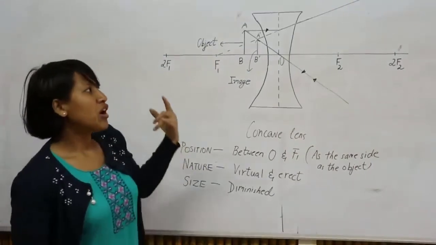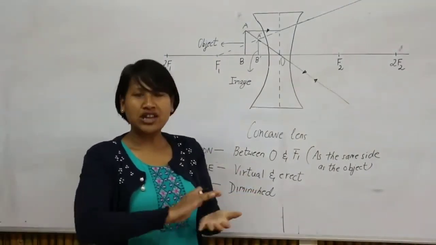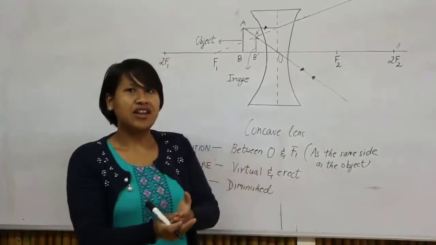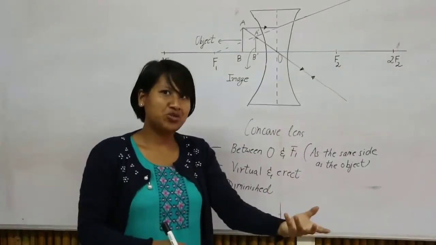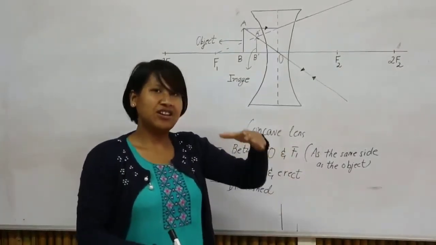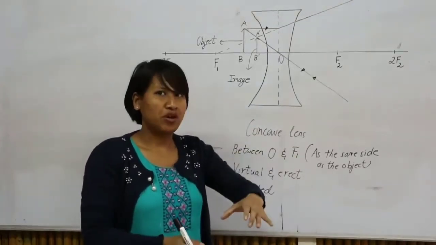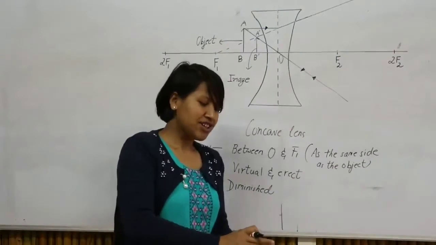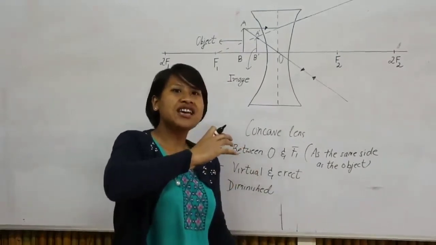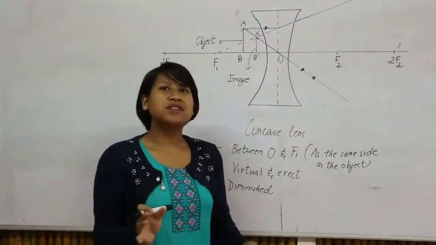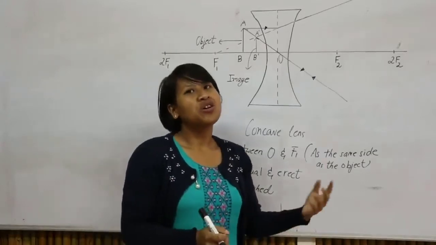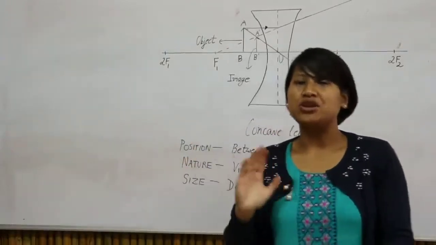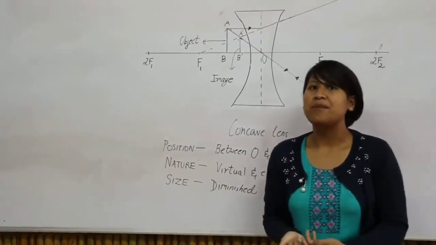So without touching the convex and concave lens, if they are provided to you, you just place them close to the writings of a book. For a convex lens, the size will be quite enlarged, but for concave, it will always be diminished. So that is how you differentiate between these two without touching them.